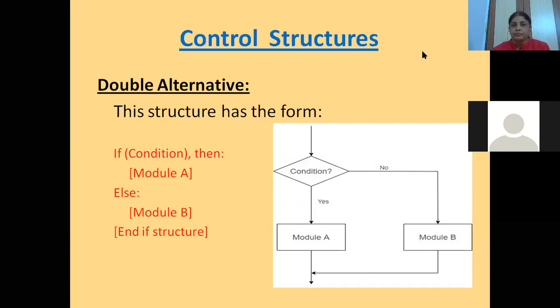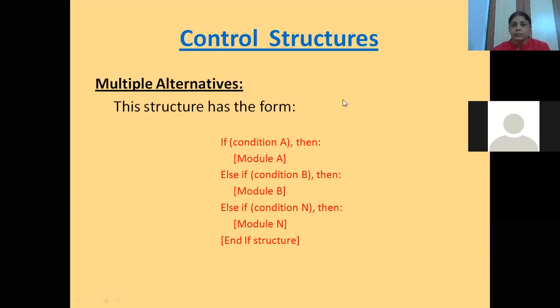Next is multiple alternative. In multiple alternative, we have many conditions. So we have the else if structure, the else if ladder, or the alternative is the switch case structure in C++, or in VB it was the select case structure. We have the switch case alternative, but we can't use switch case in an algorithm. So we have to go with the else if ladder.